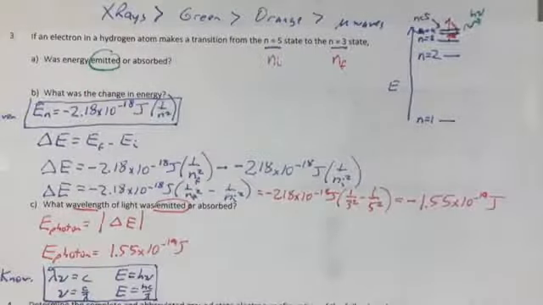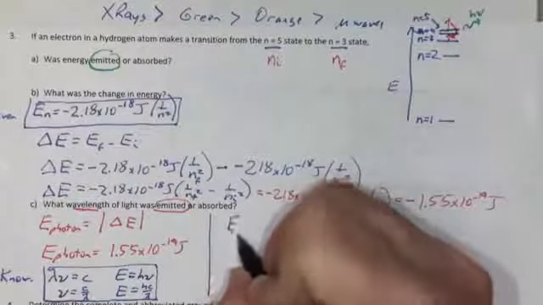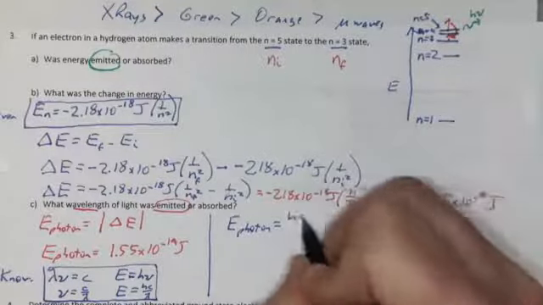Okay, so I know the energy of the photon. I want to know the wavelength. So let's go over here and continue to solve this. So the energy of the photon is equal to hc over lambda.